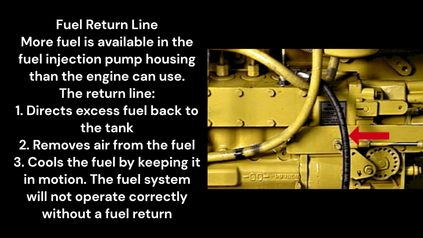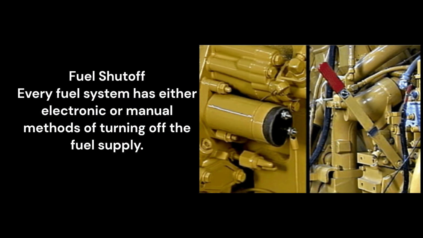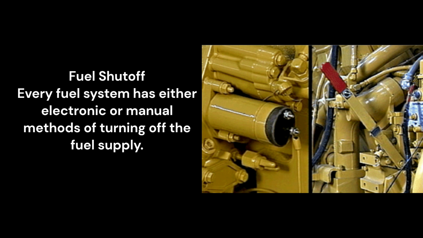Fuel return line. More fuel is available in the fuel injection pump housing than the engine can use. The return line: 1. Directs excess fuel back to the tank. 2. Removes air from the fuel. And 3. Cools the fuel by keeping it in motion. The fuel system will not operate correctly without a fuel return line. Fuel shutoff. Every fuel system has either electronic or manual methods of turning off the fuel supply.